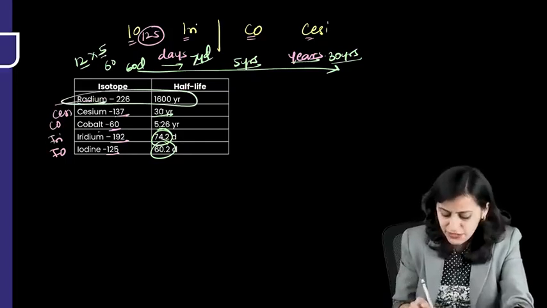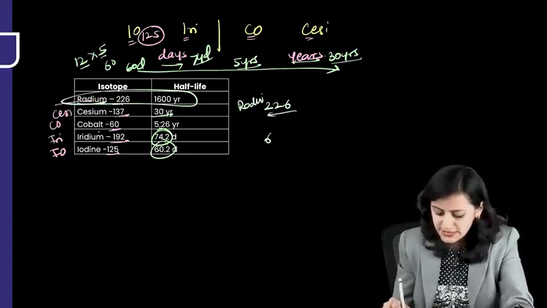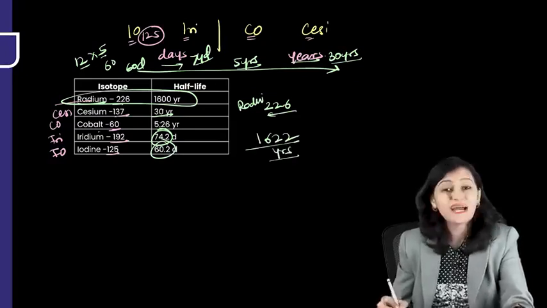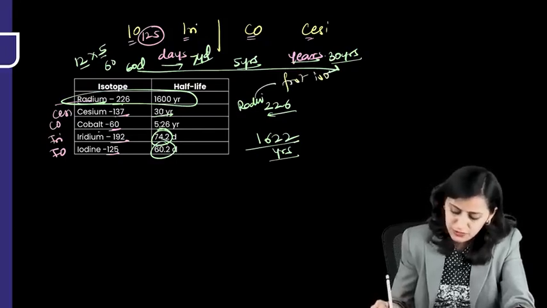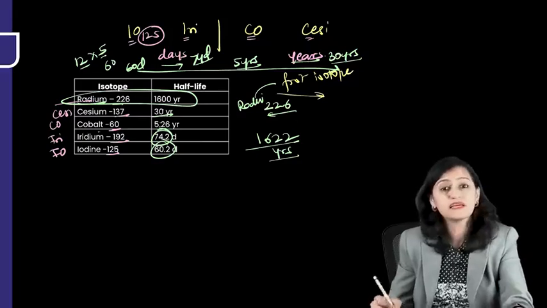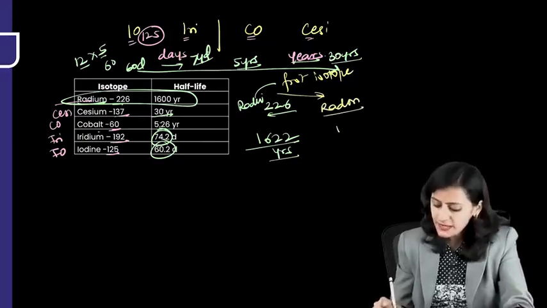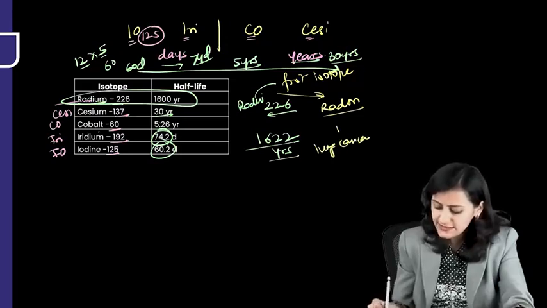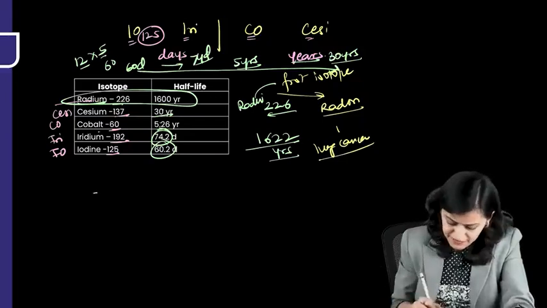Maximum half-life is with radium 226. So when you write 226 reversed, this becomes 622. Add a 1, this is 1622 years. Radium was the first isotope to be used for radiotherapy in humans. But now it is not used because it produces radon, and radon causes lung cancer, and that is why it is not used now. So these are some of the important half-lives that you should know.